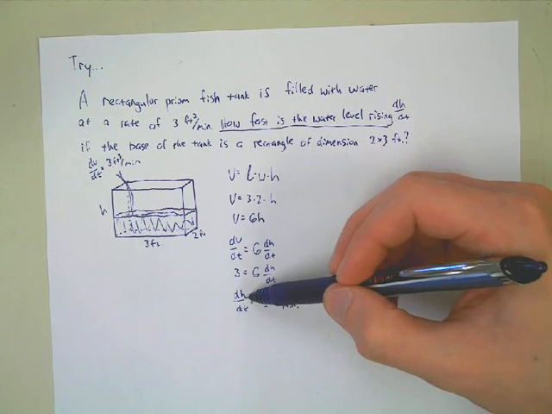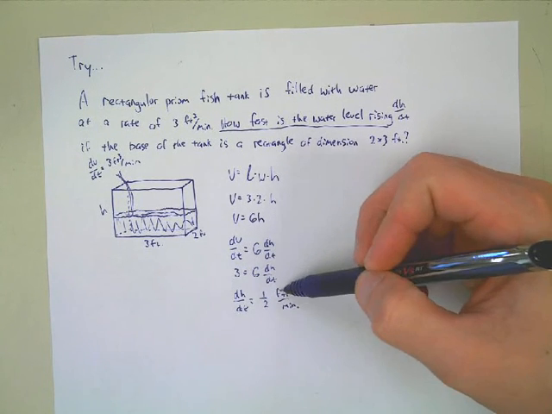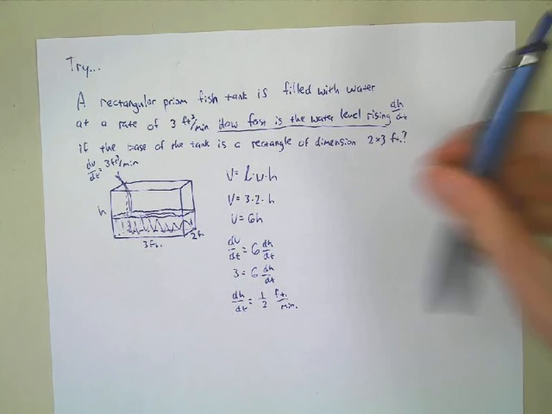Half a foot per minute. How is that, because length is in feet and width is in feet, so it'd be feet squared there?